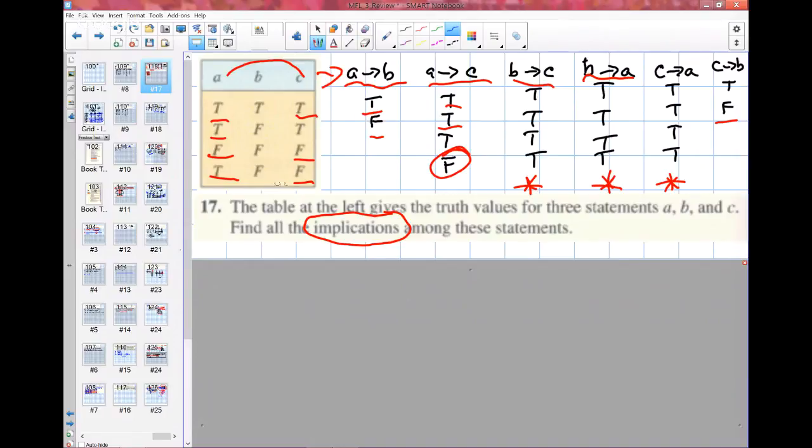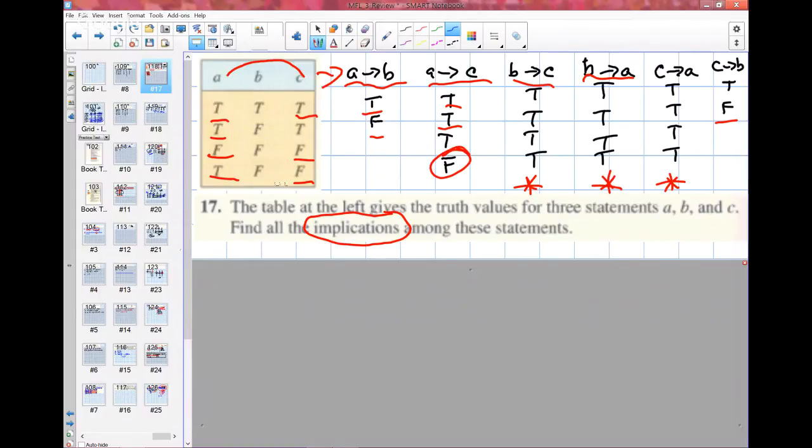So notice I just started if-thenning. All right, how about if A then B? How about if A then C? How about B then C? How about B then A? How about C then A? And how about C then B? That takes care of all of them. Then I started making a truth table.